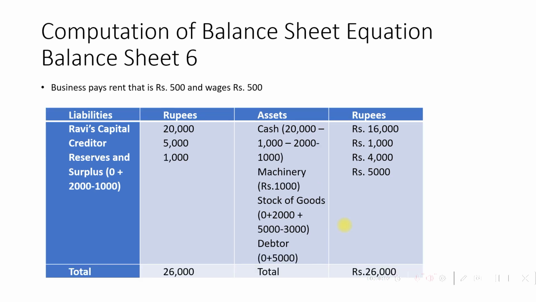The next transaction is the business pays rent, rupees 500, and wages, rupees 500. Both are cash payments, so the cash goes down by 1,000, which becomes 16,000. And the reserves and surplus, we have to deduct that, because it is taken from whatever surplus the firm has. So 500 plus 500, 1,000, is taken out from reserves and surplus. And the amount which gets tallied between liabilities and assets is 26,000 rupees.